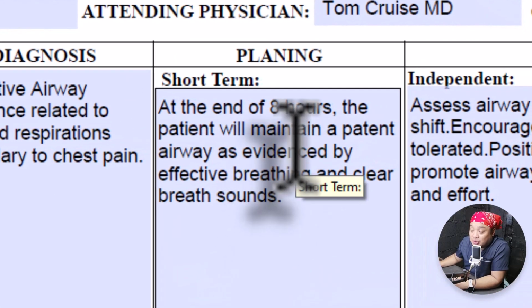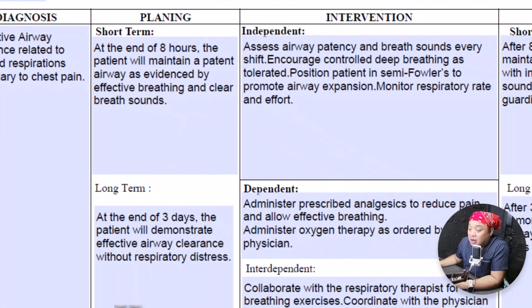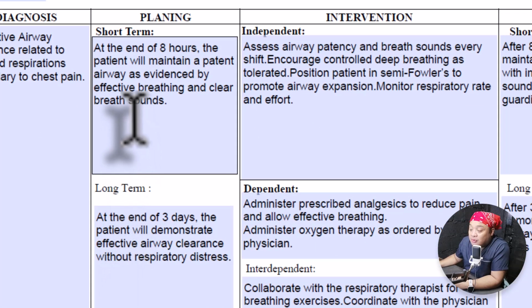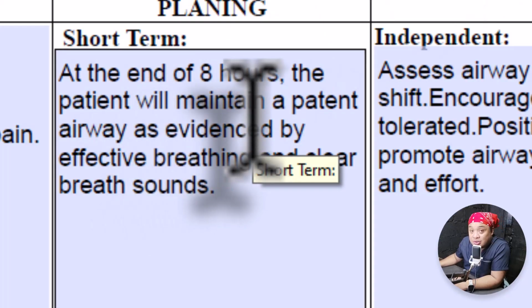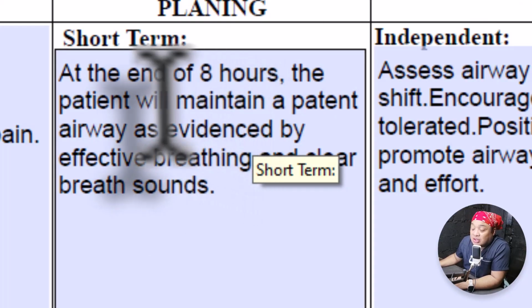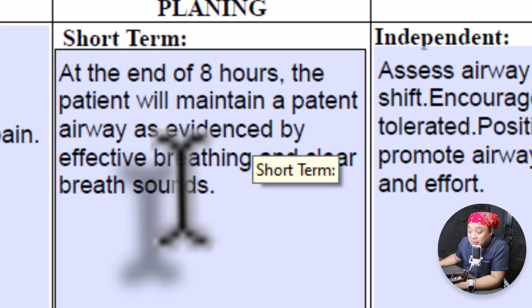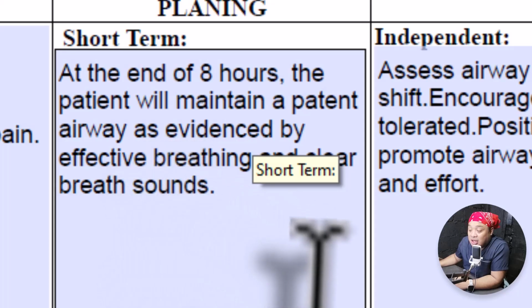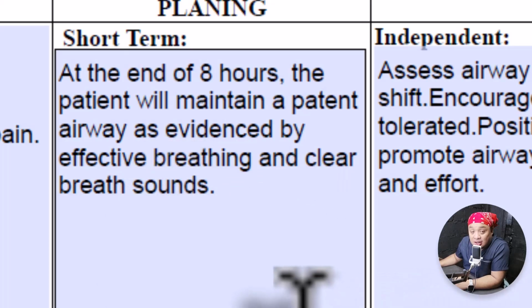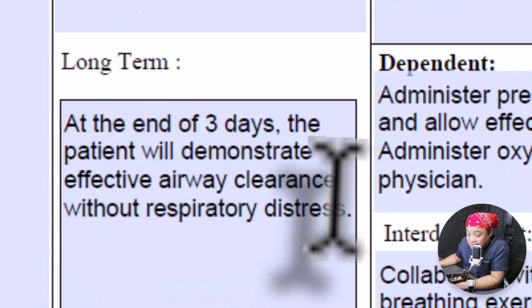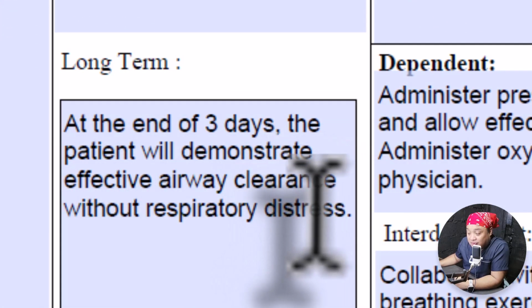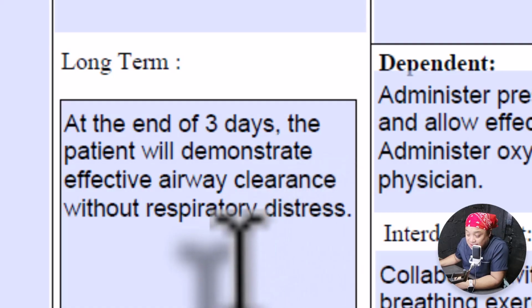And next is going to be the planning. We're going to have the short-term plan and the long-term plan. For the short term, it's going to be within your shift. So at the end of 8 hours, if you like, it can be 3 hours, the patient will maintain a patent airway as evidenced by effective breathing and clear breath sounds. We also have the long term, which is at the end of 3 days, the patient will demonstrate effective airway clearance without respiratory distress.